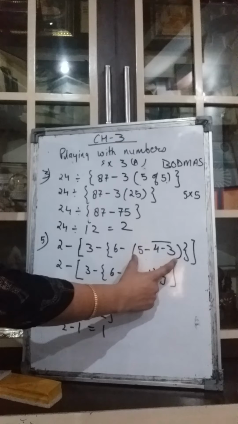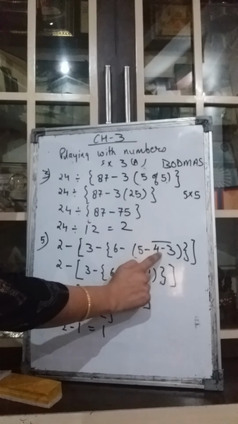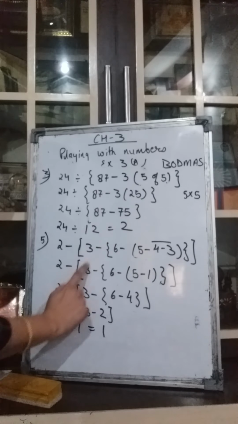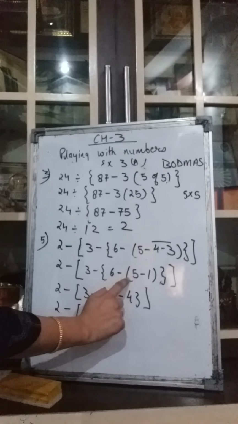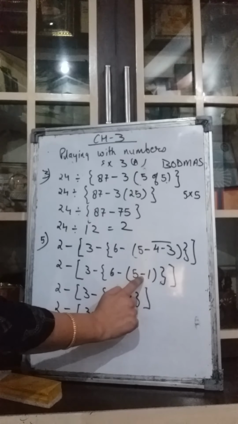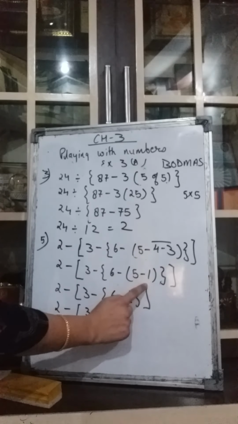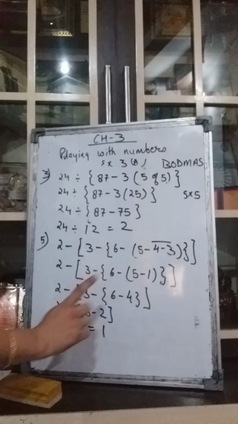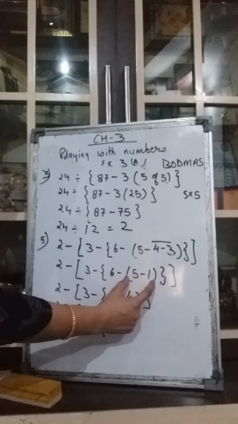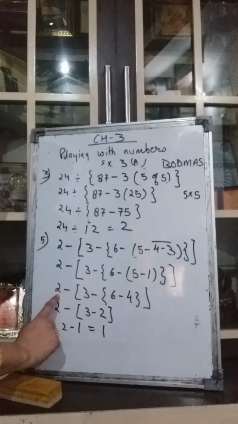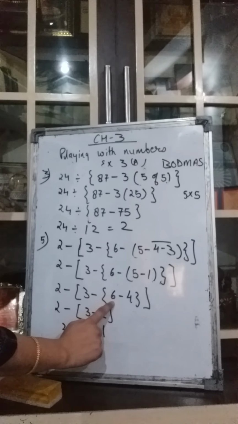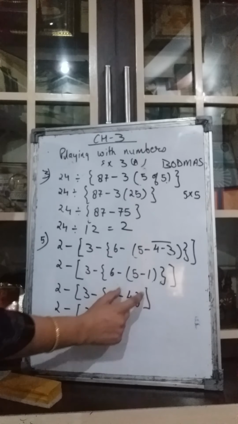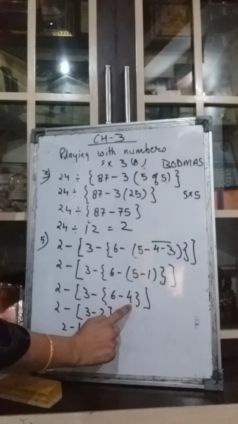Okay, and here also there is a bar on those 2 numbers. So we have to solve these 2 numbers first. So it will be 2 minus 3 minus 6 minus 5 minus, now 4 minus 3 will give you 1. Right? So here we have solved this first. Now we will solve the inner bracket first. Okay, it will be 2 minus 3 minus 6 minus 5 minus 1 gives you 4. Right? So this bracket has gone now. This we have solved. 4.